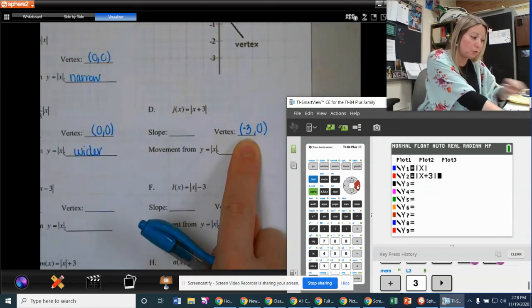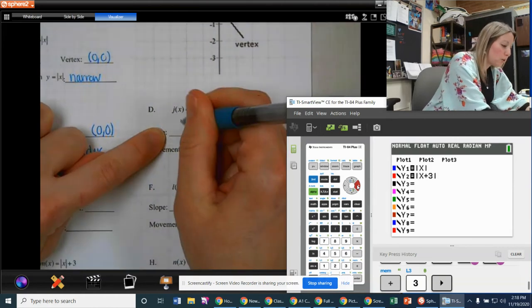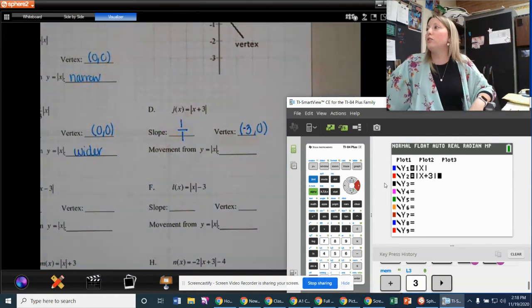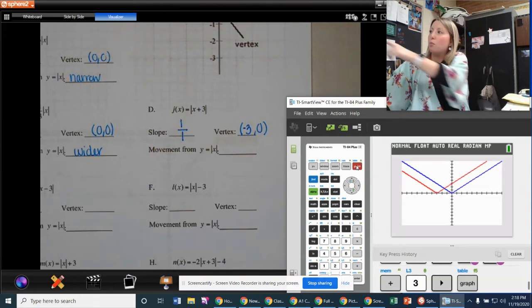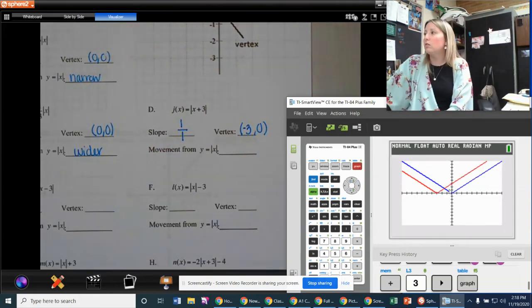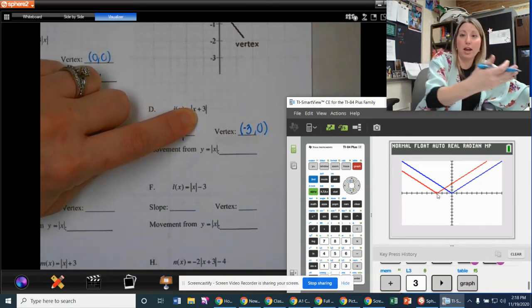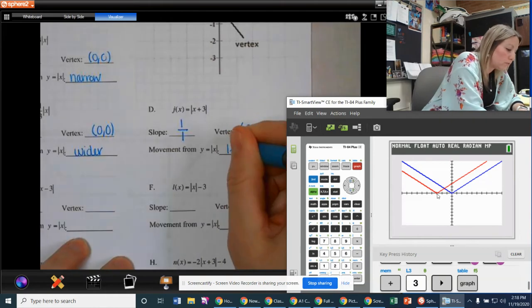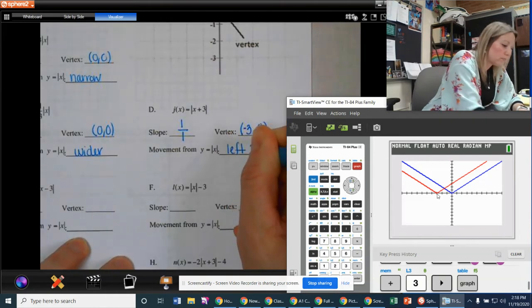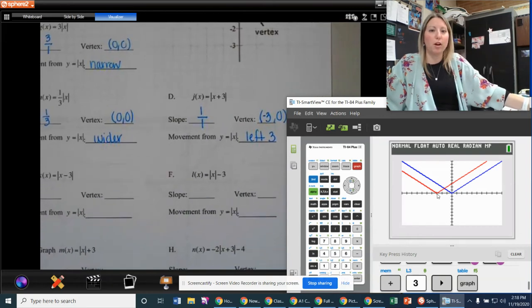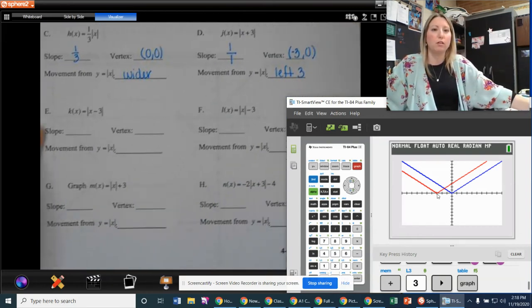So it moved left. Has the slope changed from the original? No, the slope is 1/1. So where did this move? And let's just prove it. It went left 3. Look, our vertex moved left 1, 2, 3. And again, I can tell it's left because of adding inside the bars. It's the opposite of what you think it should be, right? It's the opposite sign of what you think.